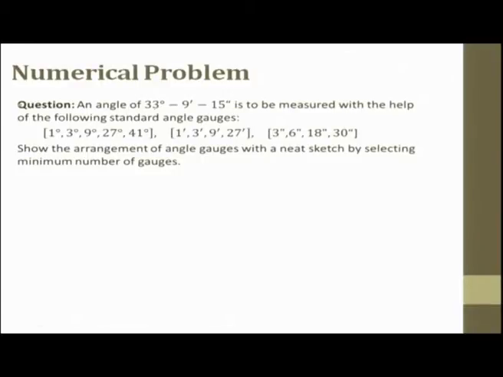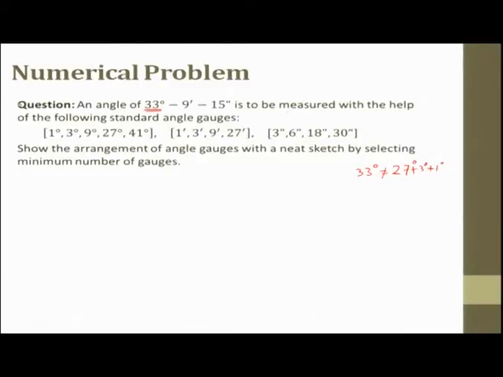So, let us take this as a question. An angle of 39 degrees 9 minutes 15 seconds is to be measured with the help of the following standard angle gauges: 1, 3, 9, 27 and 41. We are supposed to generate 33. So, what are the possibilities? 33 can be generated by 27 plus 3 plus 1. But it is not coming to 33.